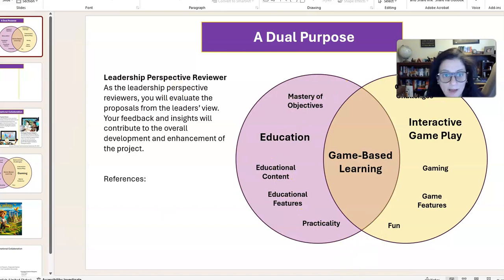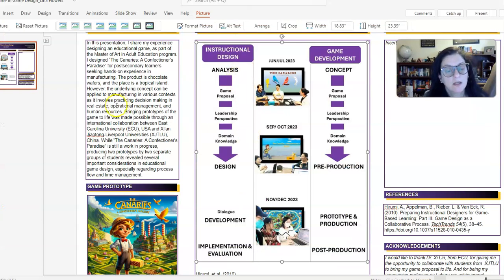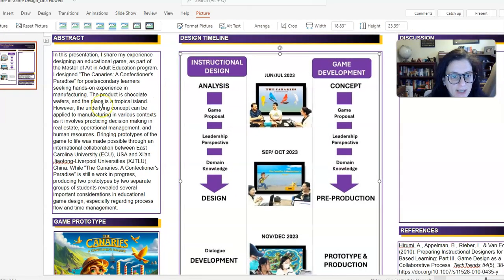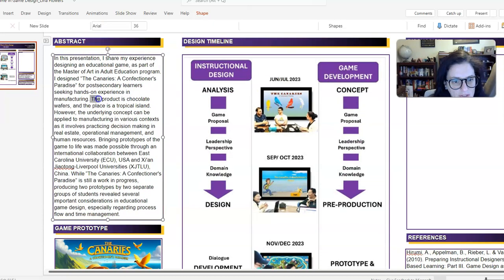Okay, so I'm going to go back. The presentation abstract is, I share my experience. We can change that to sharing our experiences designing an educational game. So the product's chocolate wafers. Now, if you want anything changed on this, please read it. If you want anything changed, I can talk to them about changing it.